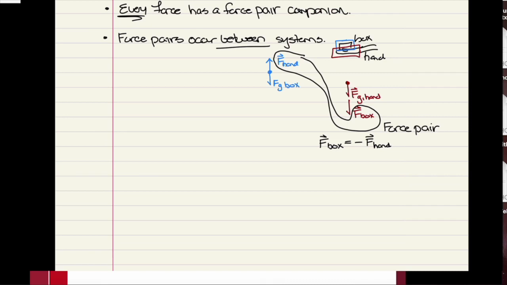You might say, fine. But you said every force has a force pair companion. What about these two gravitational forces? Okay. But in that case, we need to realize that there's a third object here that we are ignoring, and that is the Earth. So this is all happening on Earth, where Earth is exerting a gravitational pull.